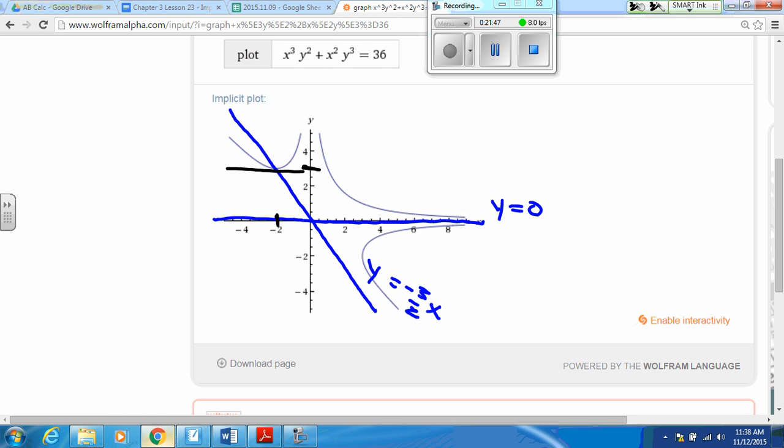No. That means if your equation had originally been x cubed y squared minus x squared y cubed equals 36, you would get that. Replace x with negative x, and that's what you have. Yes?